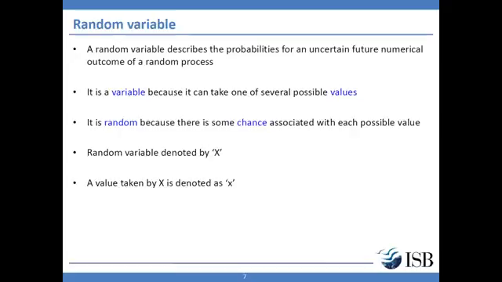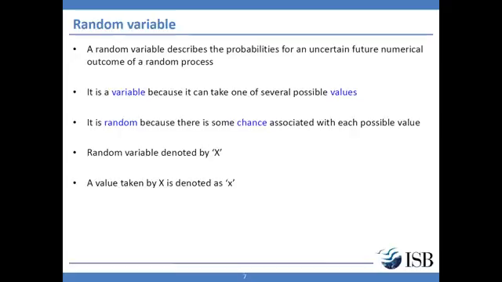A random variable is denoted with a capital X and a value taken by capital X is denoted with a small x. To give you an example, suppose that the random process we are looking at is the sales of a store. Therefore, the numerical outcome will be the number of goods sold. The random variable capital X here would be the number of goods sold from the store on a given day. And small x would take different values of sales. So on a given day, if 100 goods are sold, then small x is equal to 100. On another day, it could be 125 and so on and so forth.